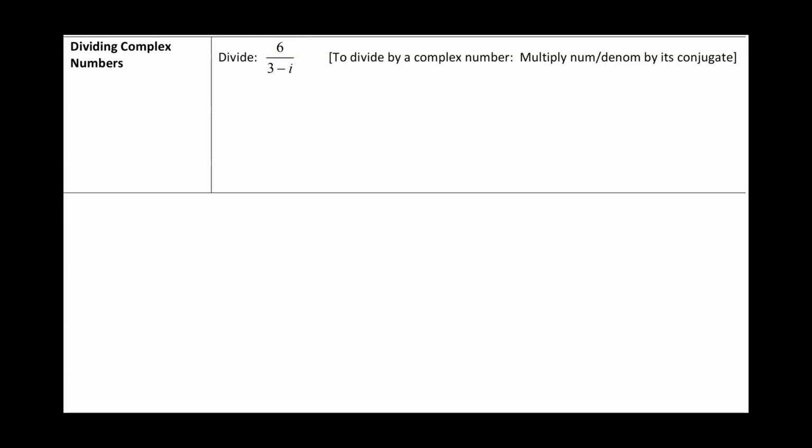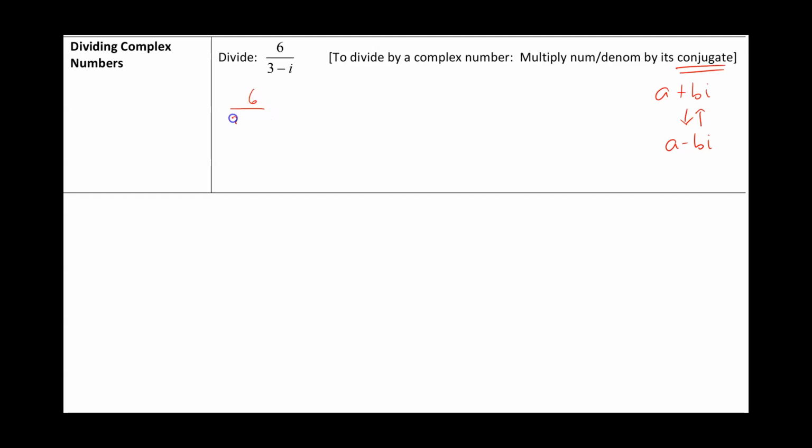Here's what we know. In order to divide by a complex number, we have to multiply both the numerator and the denominator by its conjugate. So what does this word mean, the word conjugate? Let's say we have a plus bi, then the conjugate will be a minus bi, and vice versa. If we have a minus bi, the conjugate will be a plus bi. So it's the same numbers, except the sign changes.